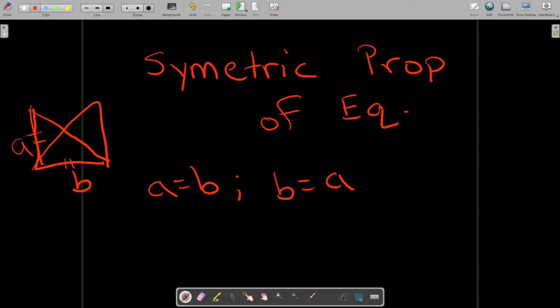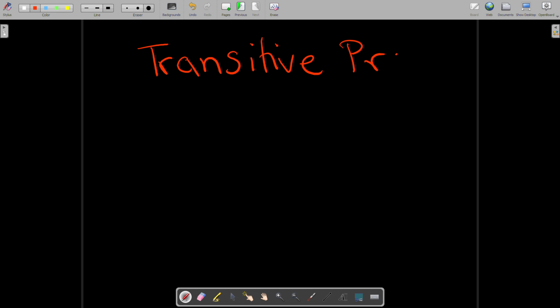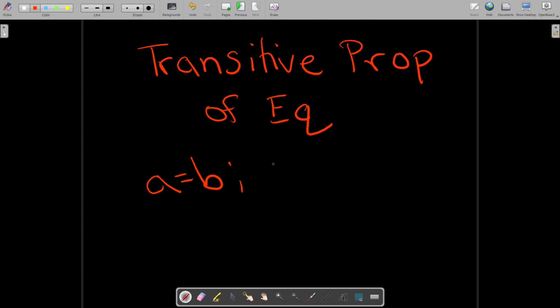Okay, now let's move on to the transitive property of equality. So the transitive property of equality is also fairly simple. Say we have A is equal to B and B is equal to C. Then from this we can easily know that A has to equal C.